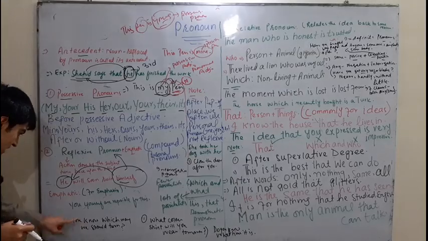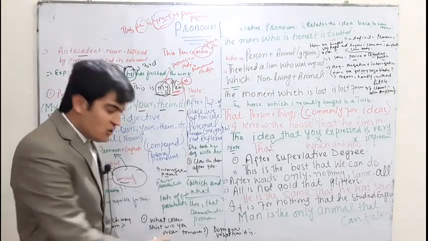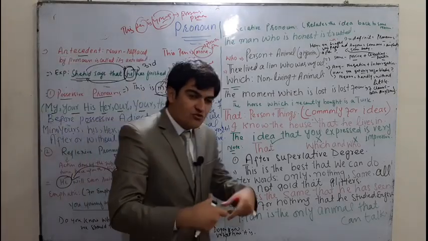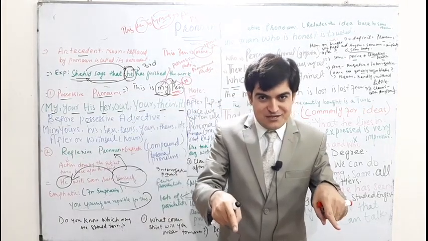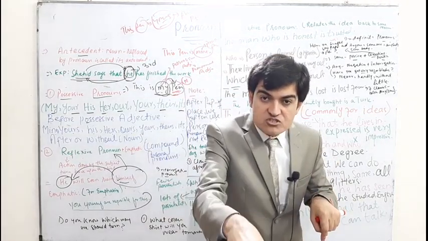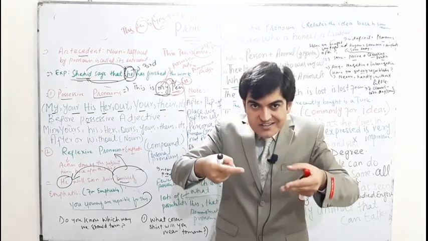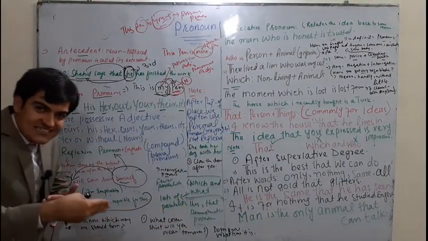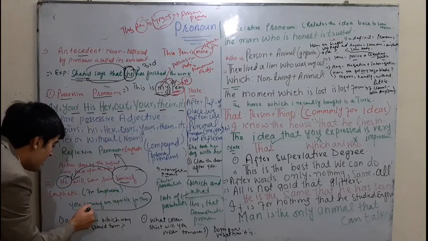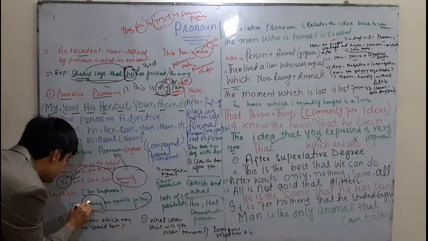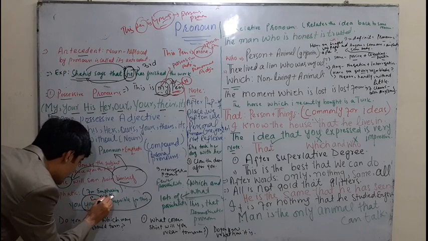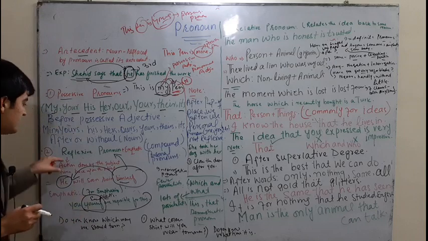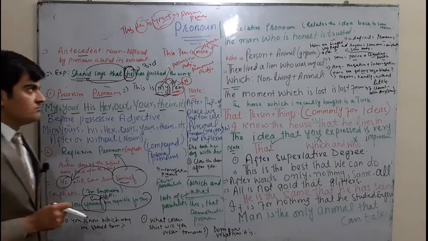Look at this: You yourself are responsible for this. Look at the tone of this sentence. When you utter this sentence, you will realize that yes, I am emphasizing something. You yourself are responsible for this. Whenever you say this sentence, you will realize that I am stressing something. That's why you call it an emphatic pronoun. It is all about the reflexive pronoun and emphatic pronoun.